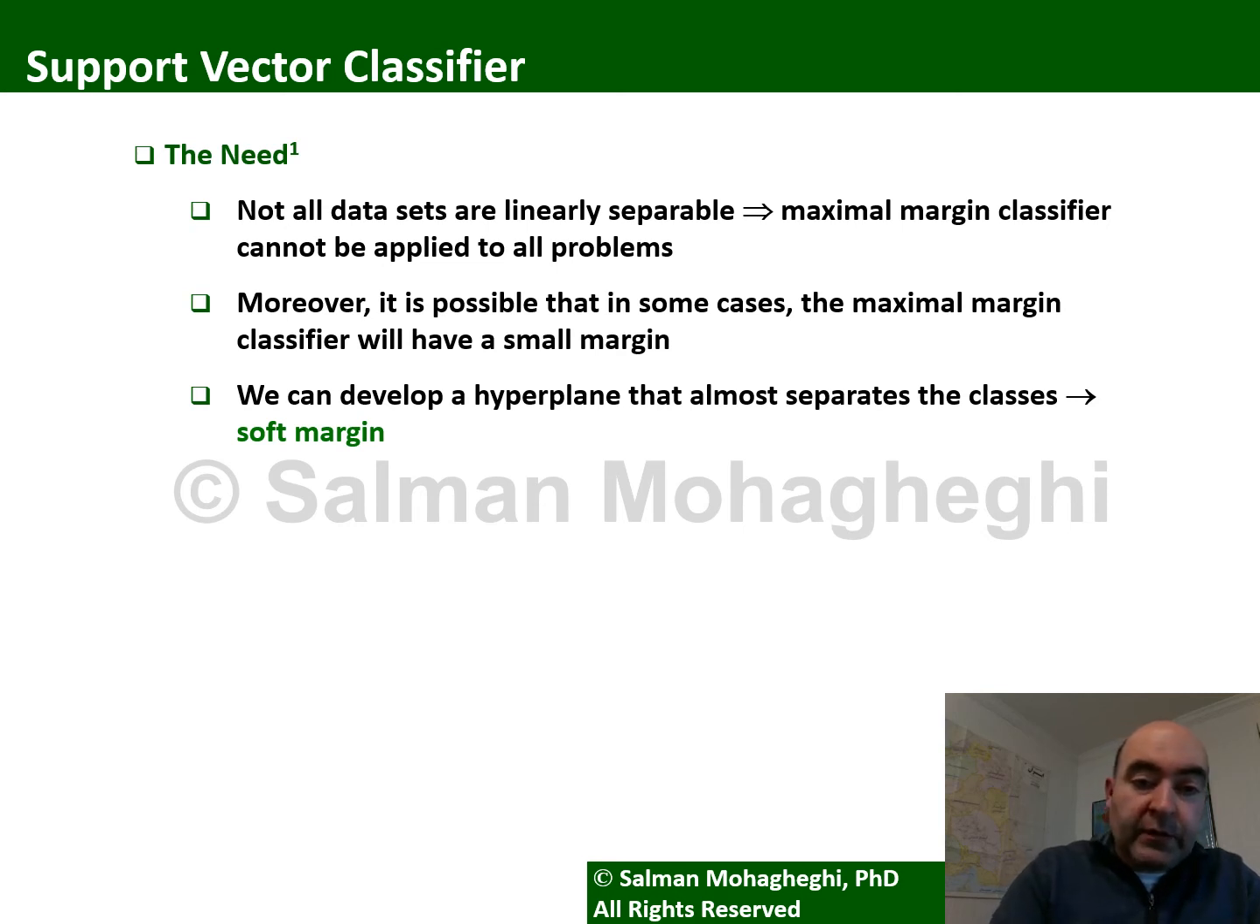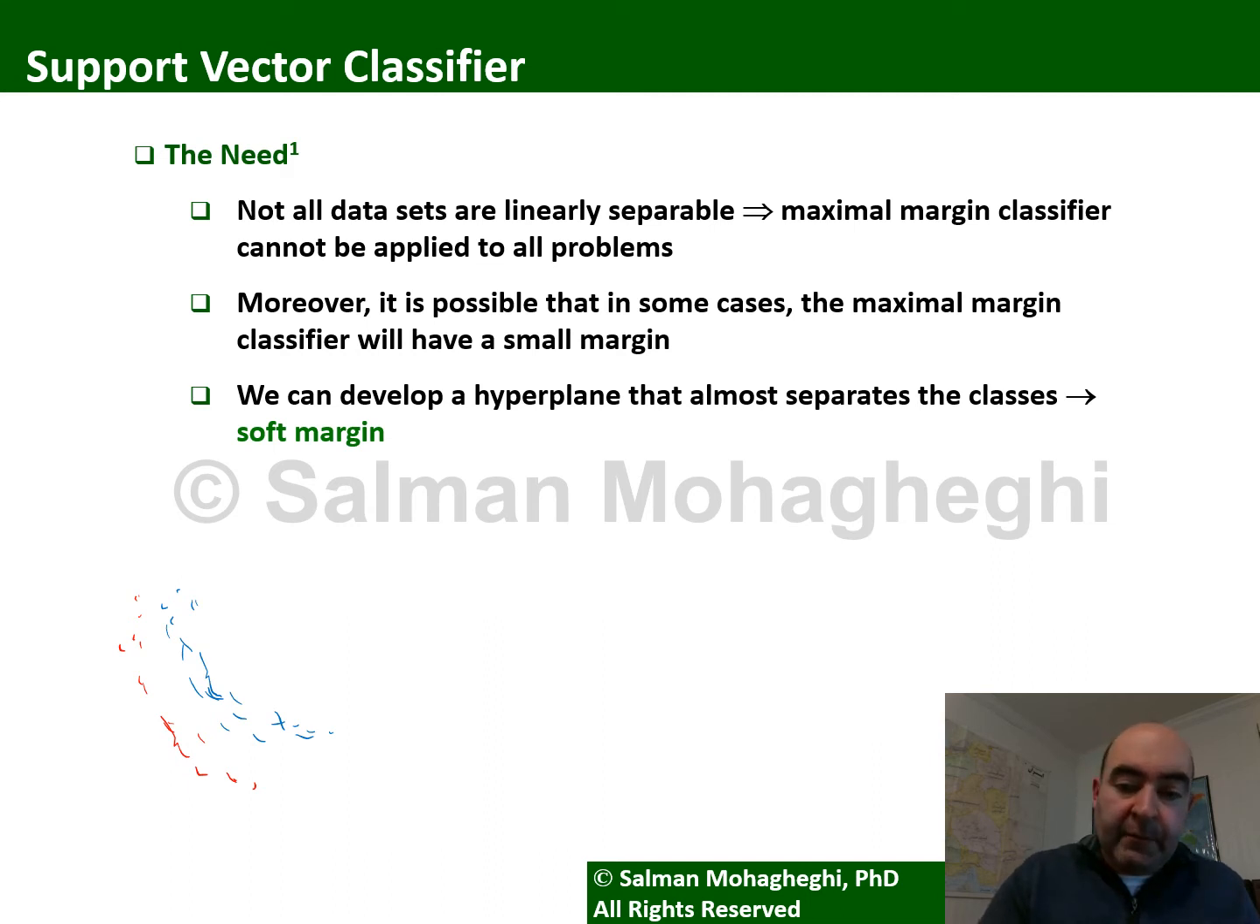Imagine you have a situation like this. This is your class blue. This is your class red. There is no linear line that can perfectly separate these two classes. Another problem is sometimes when you solve for a decision boundary using maximum margin classifier, you end up with a decision boundary whose margin to different classes is actually pretty small. Why is this a problem? Because when the margin is small, your confidence in classification would be low.